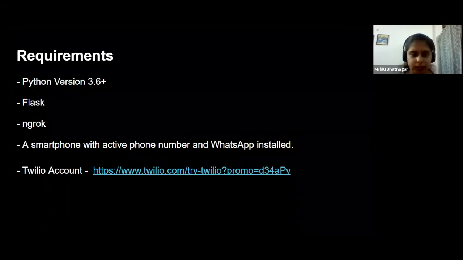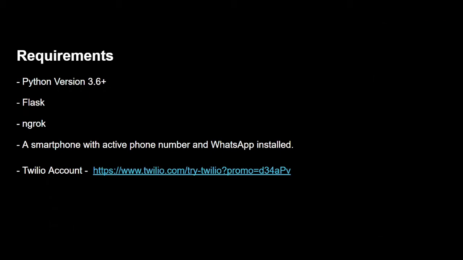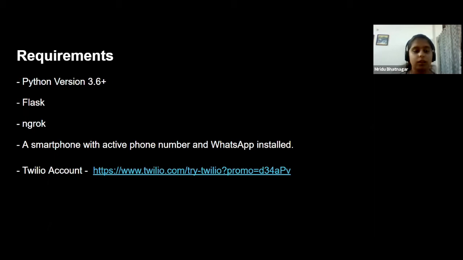You need Python installed on your system. Then there is a need for Flask. Flask is pip installable, so you can install Flask. Then there is ngrok. You need to download ngrok on your systems. This ngrok is basically used for testing the application.